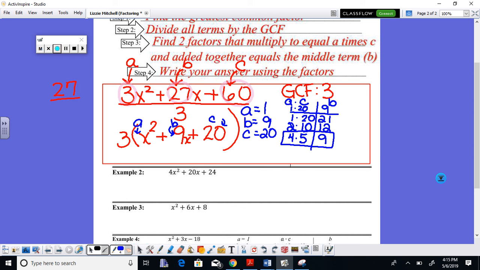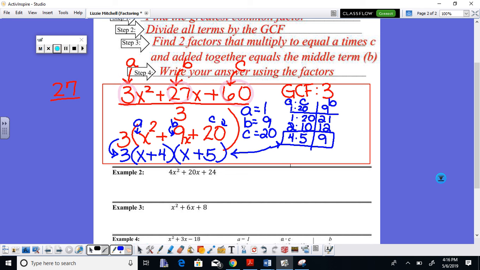So I'm going to take this 4 and this 5, and I'm going to make two binomials. But I'm also going to bring down my GCF. So we just bring over our factors, and there it is. That is our factored form for this trinomial.